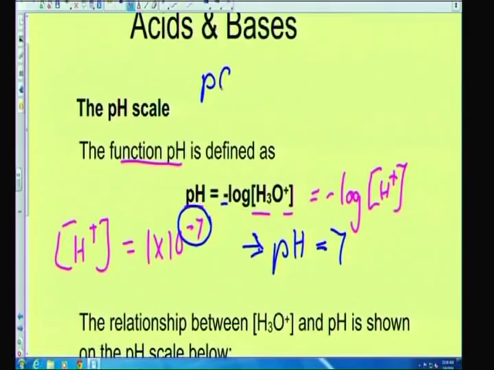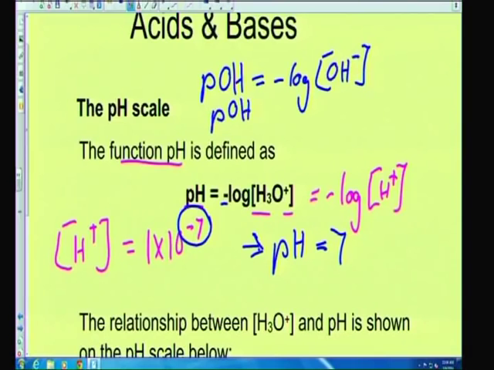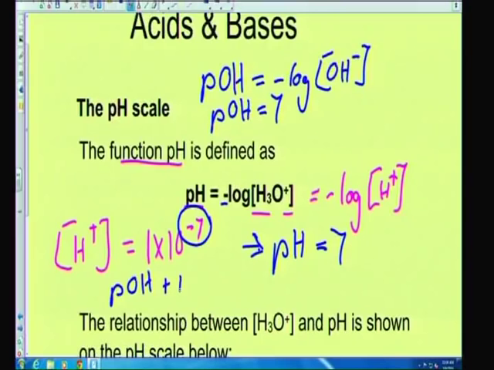Now, we could say in the same way that there is another definition. We could say pOH. And we define the pOH as negative log, to the base 10, of the hydroxide ion concentration. So the pOH, in the same way, is equal to 7. We can put those two statements together, and we can get this very useful idea that the pOH plus the pH is equal to 14.